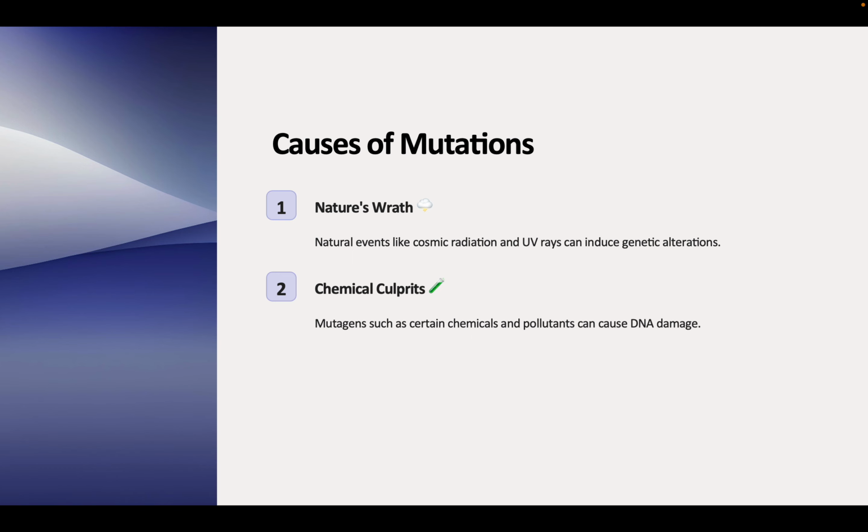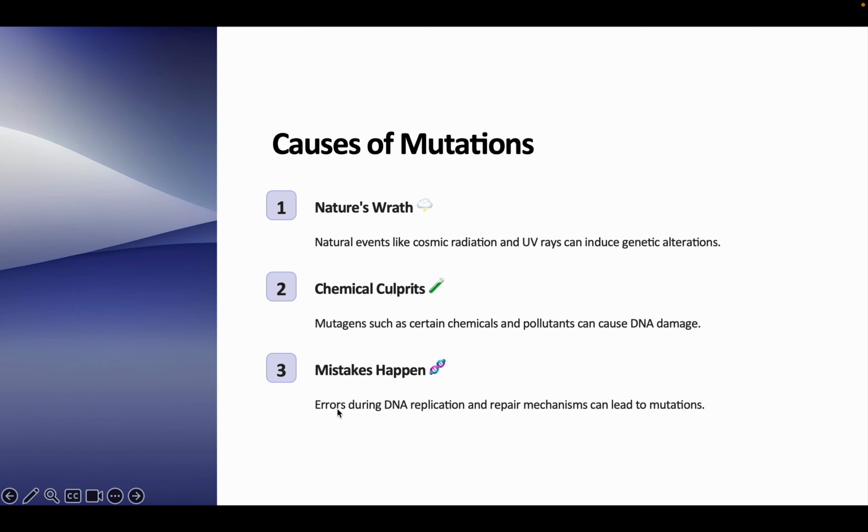That's why when there is radiation leakage in some areas, like suppose there is a chemical factory and there is leakage of some gas, people from that area sometimes suffer from different diseases. That's because the chemicals cause DNA damage. And then sometimes, as we have talked about, mistakes happen during DNA replication and the repair mechanism, and that can also lead to mutations in the DNA sequence.